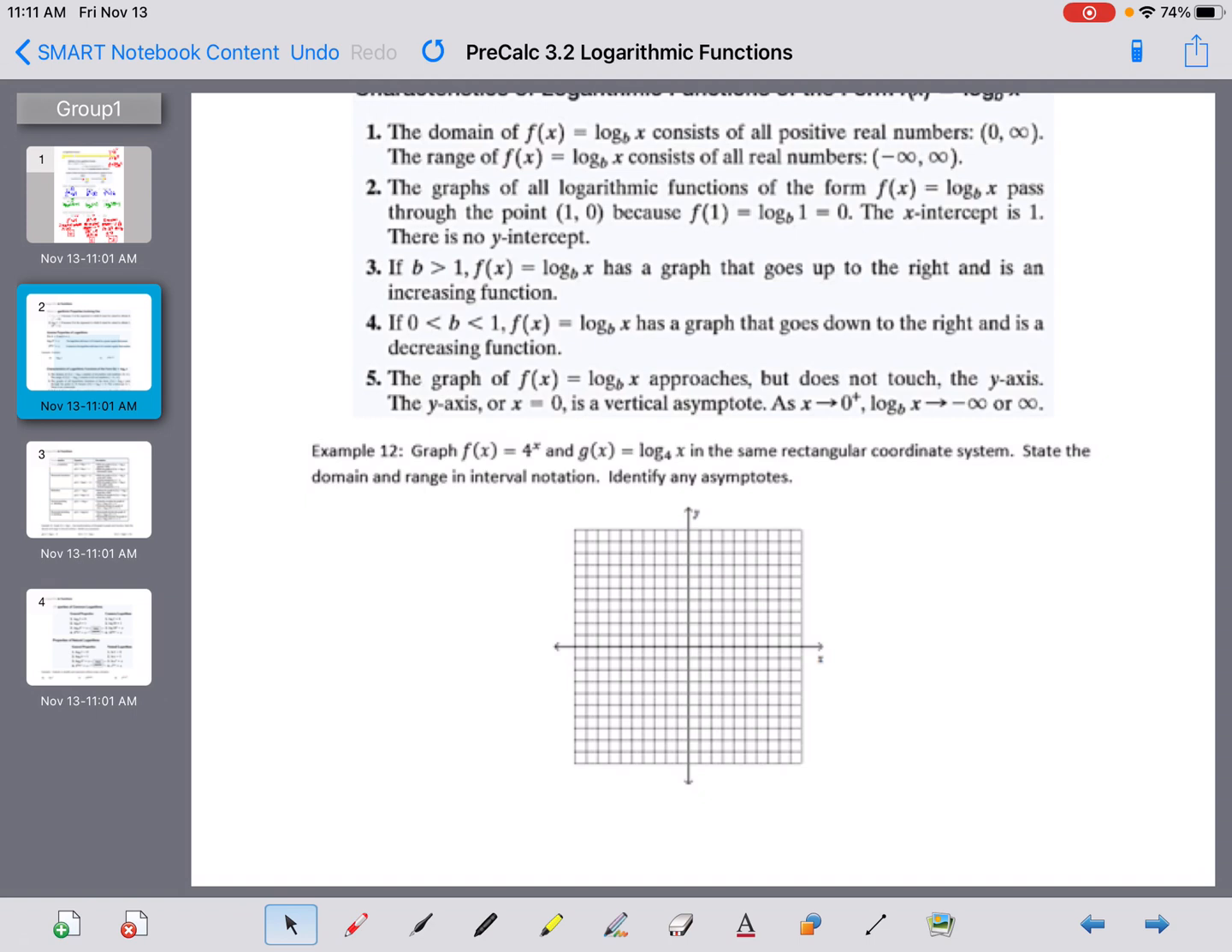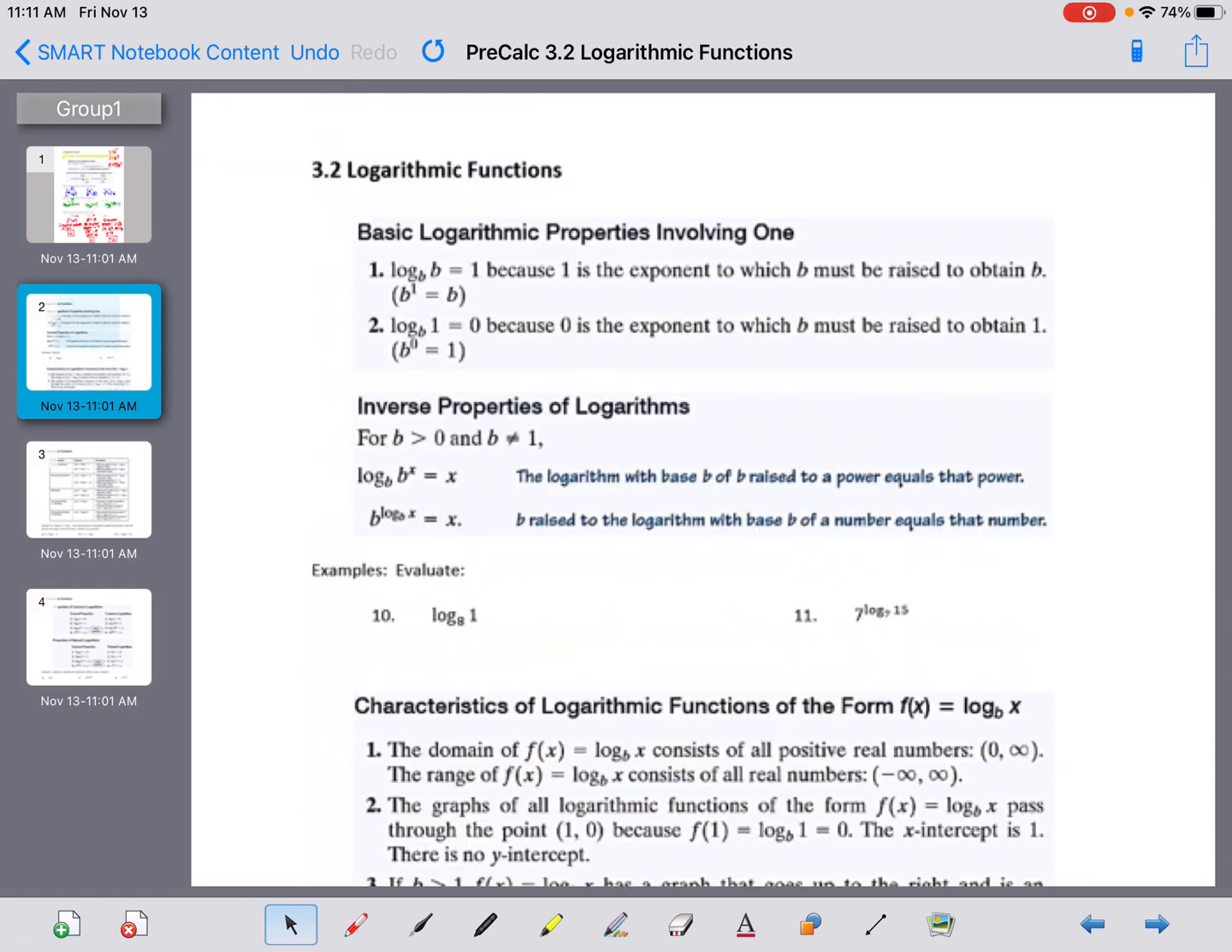Okay, all right, page 2. We're going to graph these things. Okay, we need to go through some basic logarithmic properties. Log base b of b equals 1, because you're saying b to the first power equals b. Makes sense, okay? Log base b of 1 equals 0 because b to the 0 power equals 1. So those two make sense, right? You don't even have to think about the property. You could do the math when you see those, and you would get that answer.